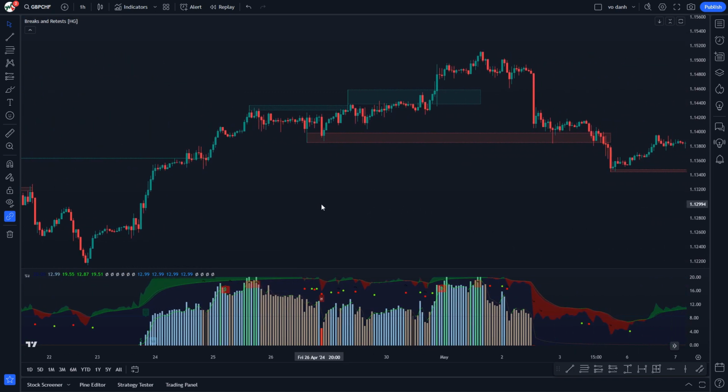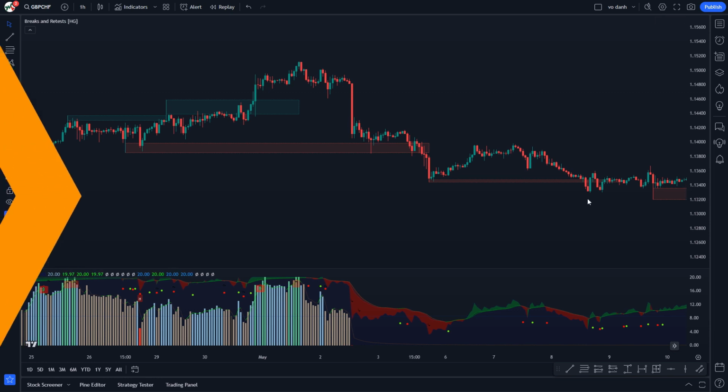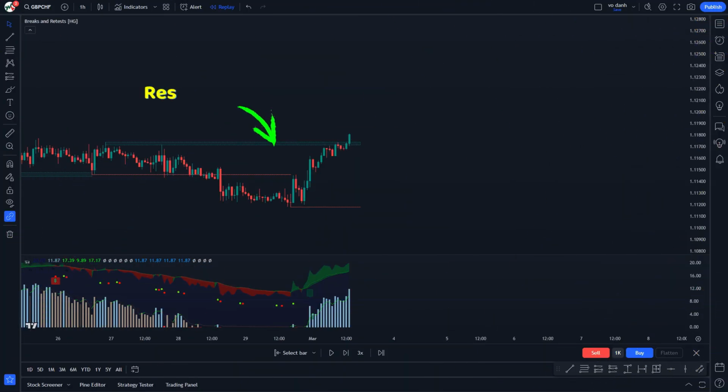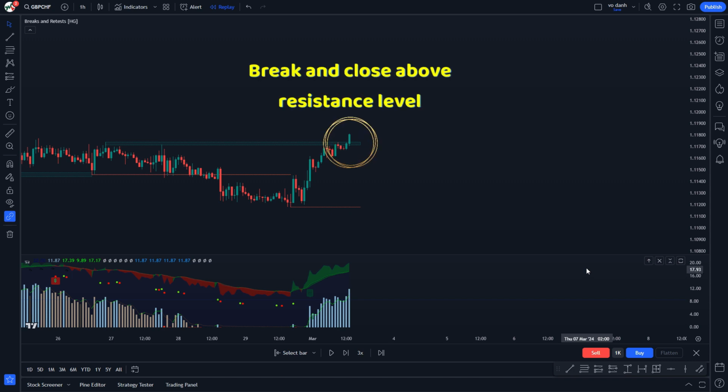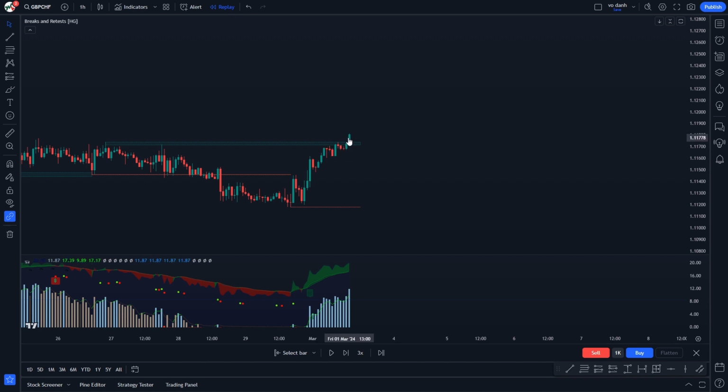Now the conditions for taking a long position are as follows. First, you want the market to establish a resistance level. To identify a resistance level, you're going to be using the breaks and retests indicator by Hoan Getty. A green horizontal level like this represents a resistance level. Now, condition number 2 is to wait for the price to break and close above that resistance level. This is the break and close, and this breakout candle is going to be our entry candle.